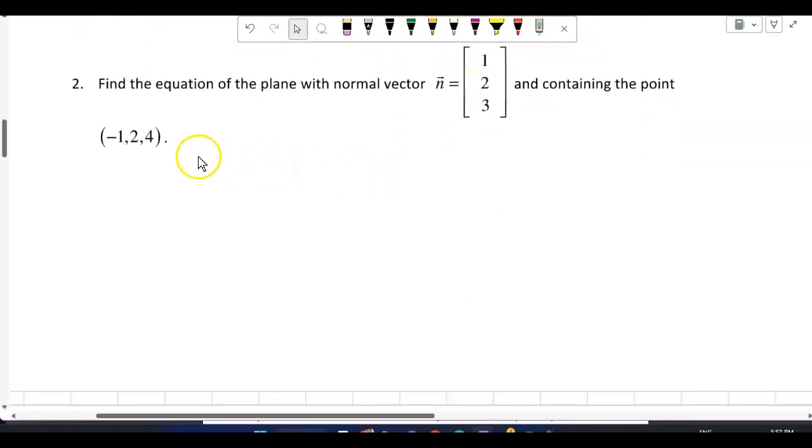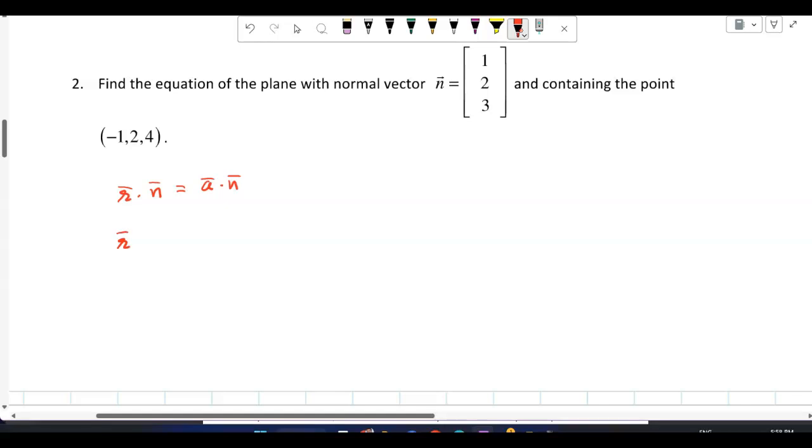Now this is simple. Find the equation of a plane with a given normal vector and containing a given point. So what will you do? What's the formula? R dot n is equal to A dot n.